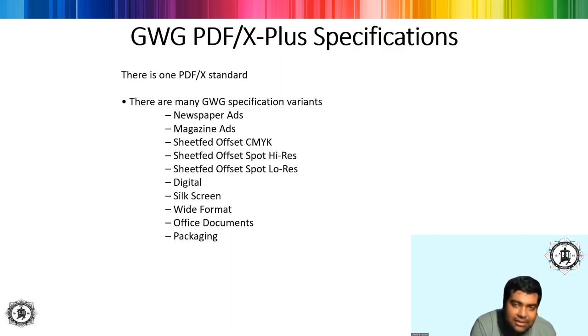In order to address this problem, GWG started to make these specifications for certain print conditions. So maybe someone is printing large format flex hoardings, which are to be put along the roadside. Maybe someone else is printing on glossy magazines.